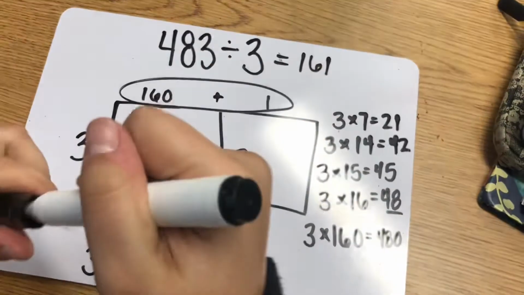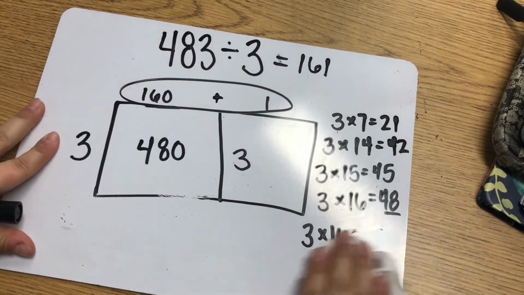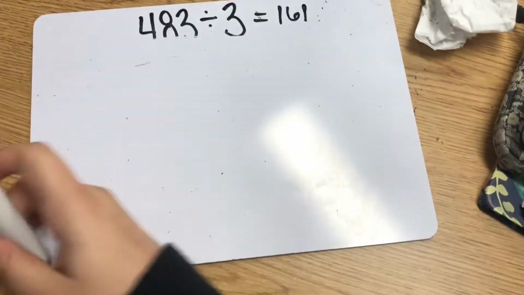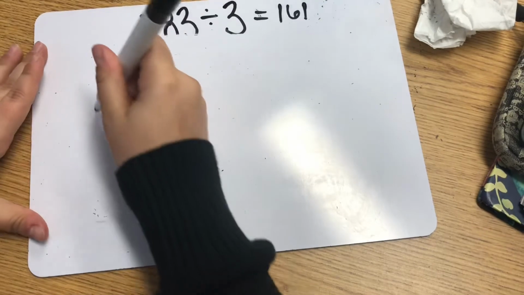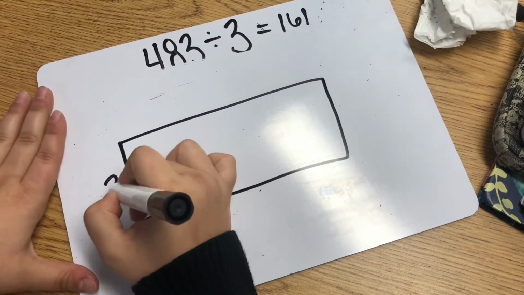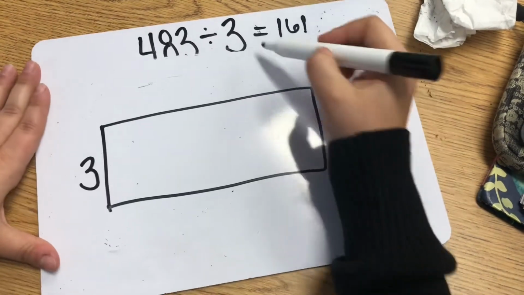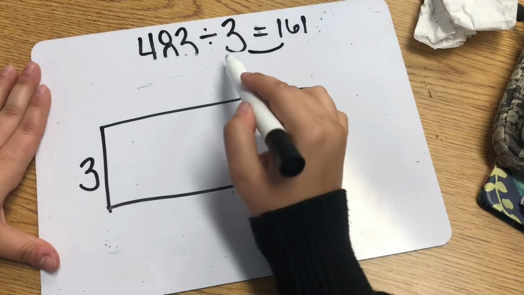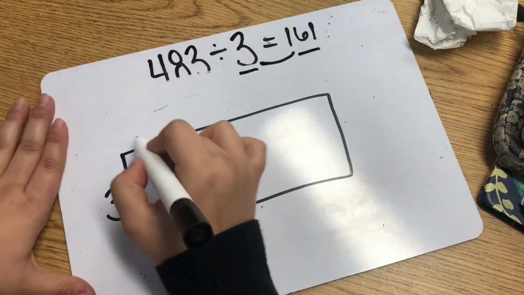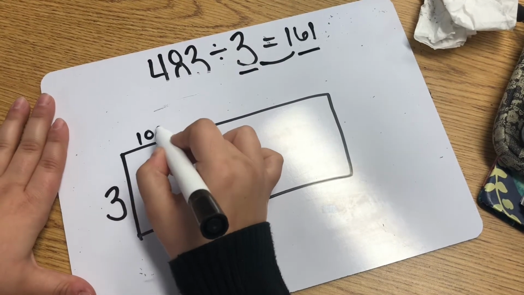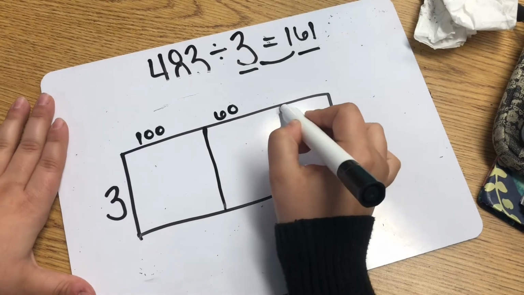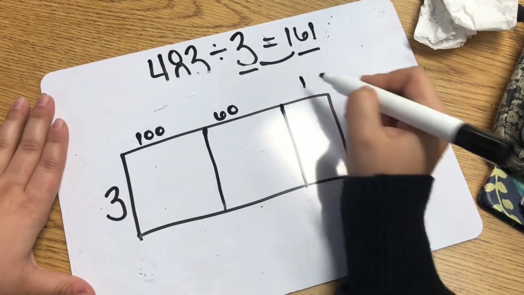If I wanted to check my work in a different way, I could use a similar strategy. Let's see, I could put the 3 over here and multiply it by 161, because my divisor times my quotient is my dividend. There's 1 in the hundreds place, 6 in the tens place, and 1 in the ones place.